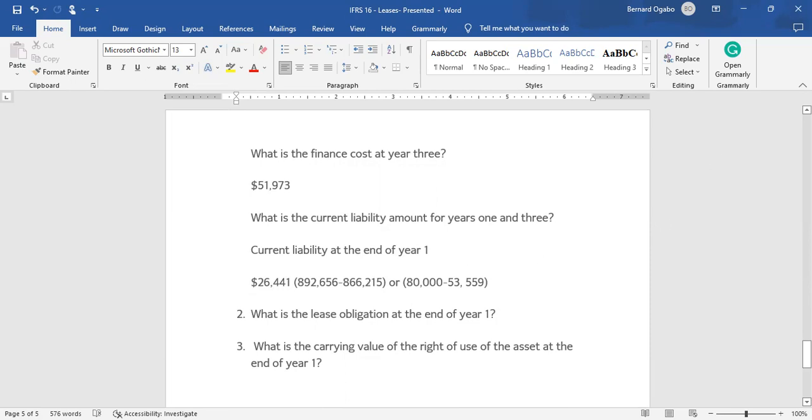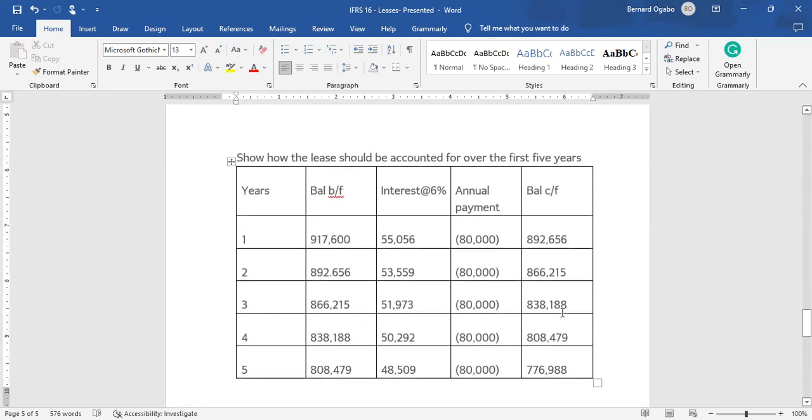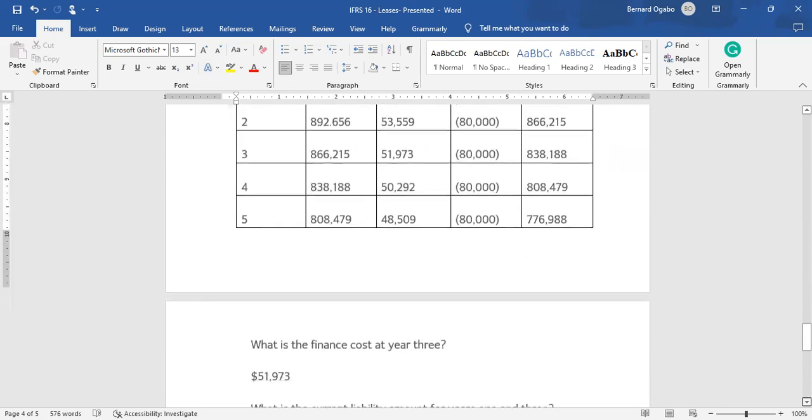Or I will say the lease payment in year 2 minus interest in year 2 gives me current liability for year 1. If they were asking you current liability for year 2, you either say 866,215 minus 838,188, or you say 80,000 minus 51,973, and that gives you the current liability for year 2.